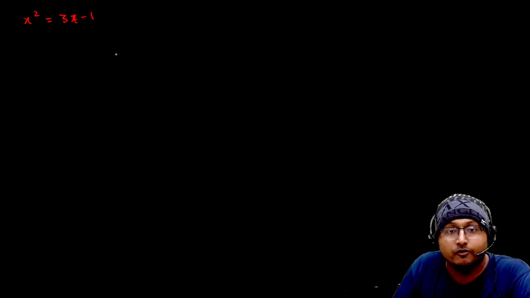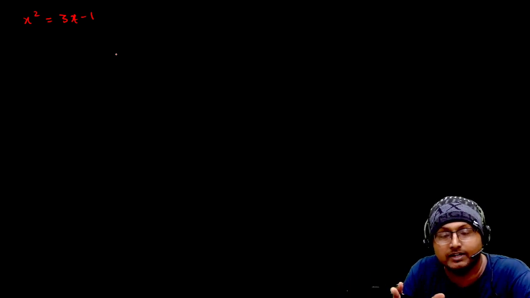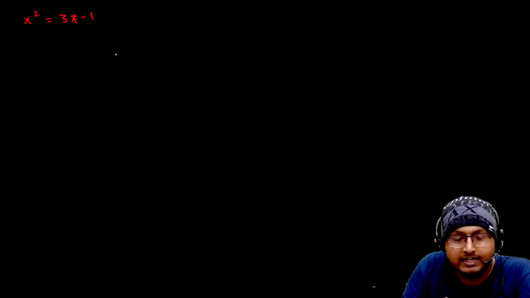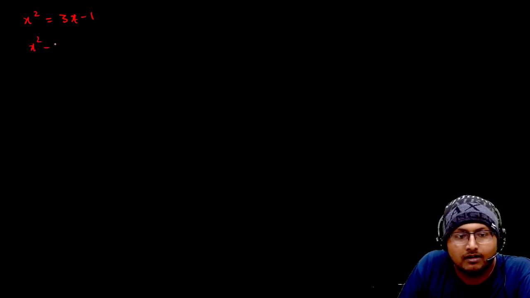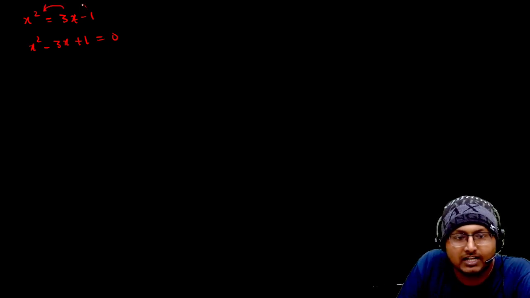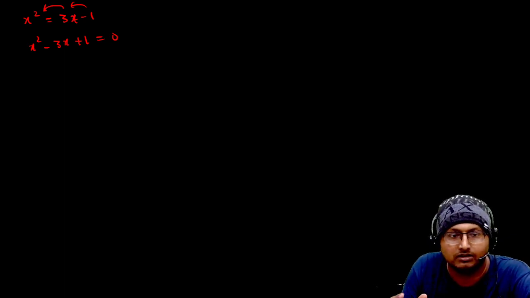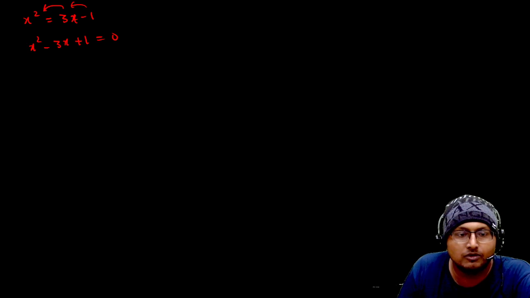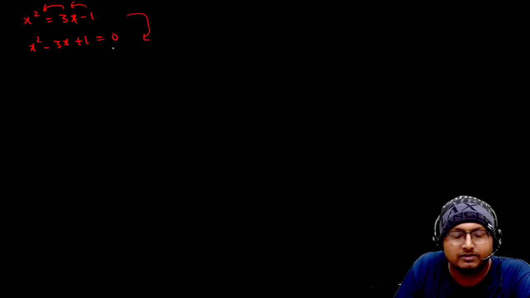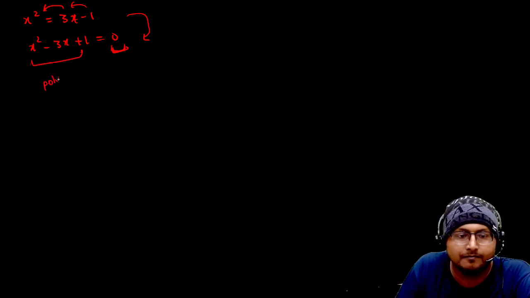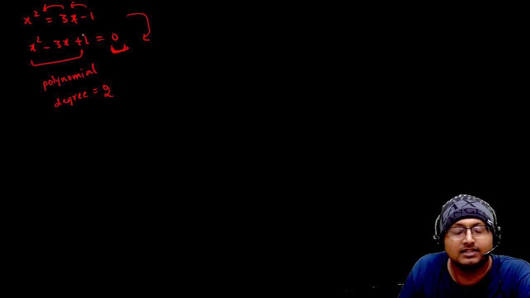In standard form, one side will be completely 0, equated with the expression. So we will bring all items to one side. It will become x square minus 3x plus 1 equal to 0. We are sending 3x to this side and minus 1 to this side, and the signs get reversed when they change from one side to the other. So one side we got 0 and the other side a polynomial with degree 2. Hence this is in the standard form.